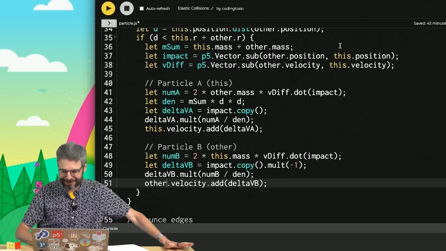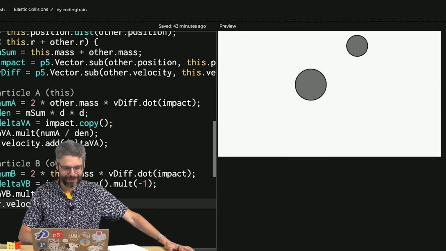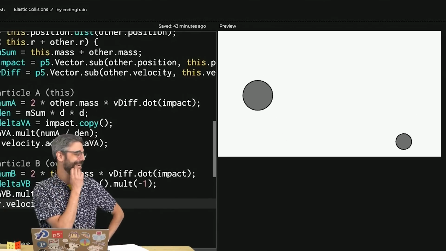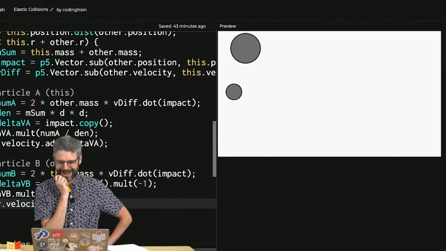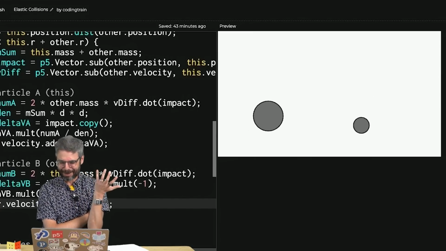Okay, are you ready for this? We're about to see if my implementation of the formulas works. They're not colliding very often. Come on, collide. Here we go, it's gonna happen. There, that looks pretty good.